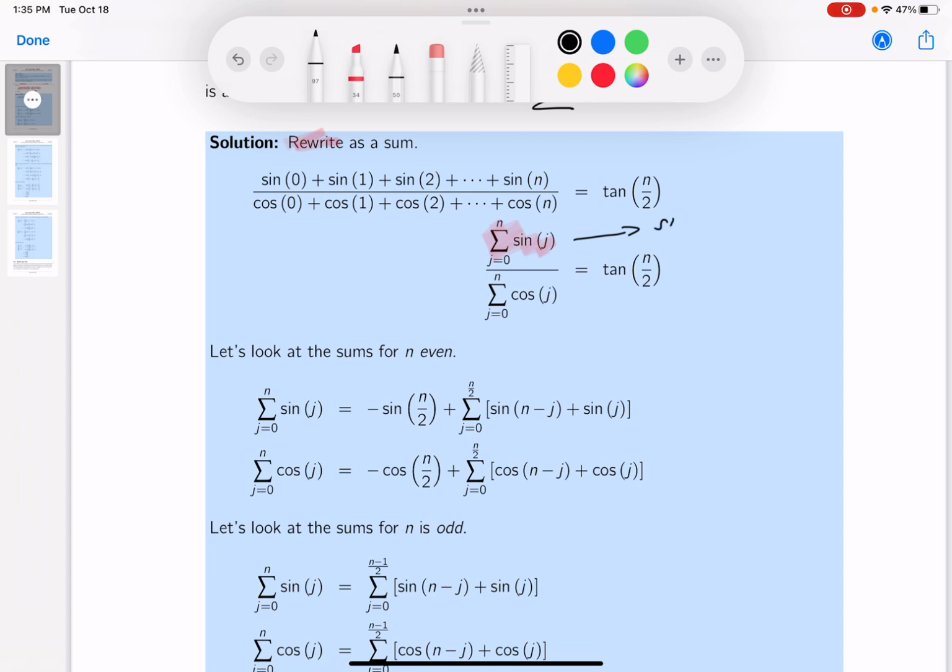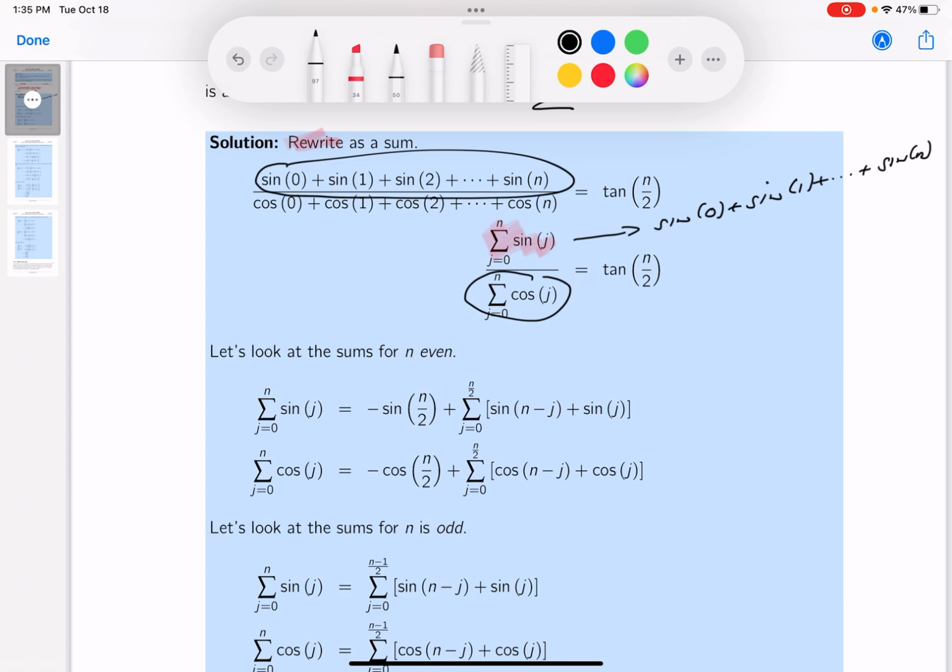So it would be sine 0 plus sine 1. These are integers, plus yada, yada, yada. And where would you stop? You'd stop at n, which is sine of n. Is that what you wanted? It is. Now you should notice that this thing is just identical to what's on top, except it's a cosine.